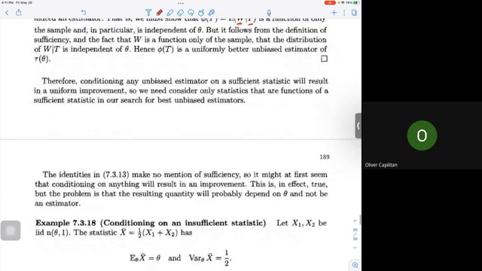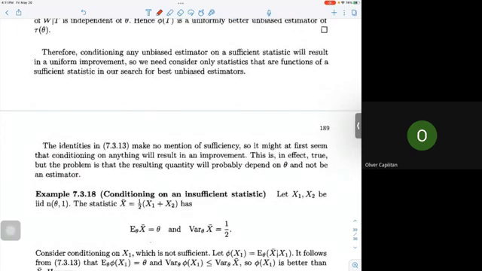But in identity 7.3.13, there is no mention of sufficiency. So it might at first seem that conditioning on any statistic, not necessarily a sufficient statistic, will result in an improvement. This is in fact true, but the problem is that the resulting quantity will probably depend on the parameter and not be an estimator.